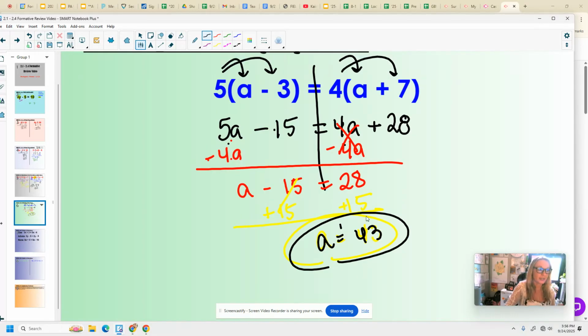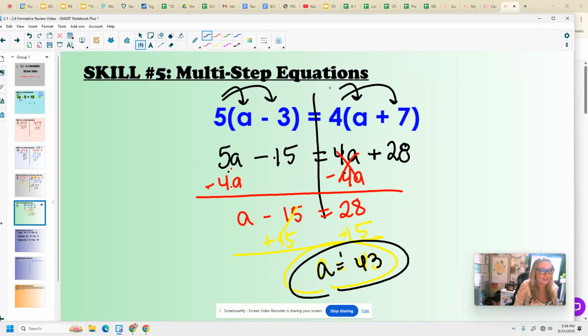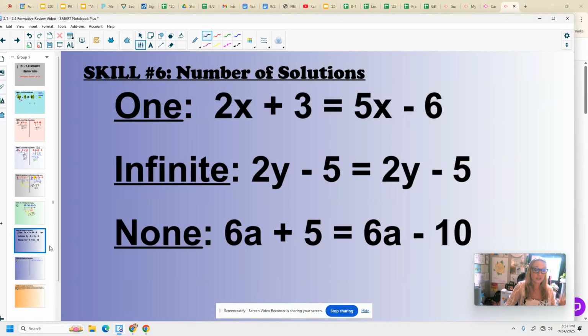So when you see a multi-step equation, you just need to simplify the first part, and then you usually will end up with variables on both sides or something that you're used to seeing. But start with simplifying where you can. Okay, this is our newest skill.